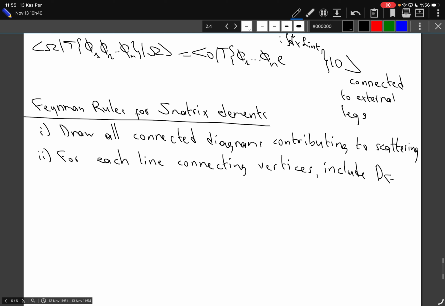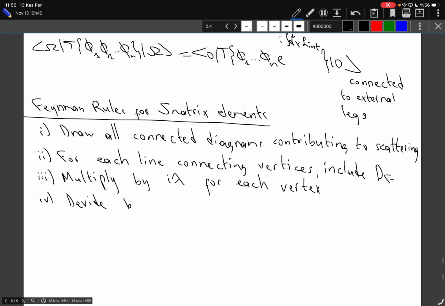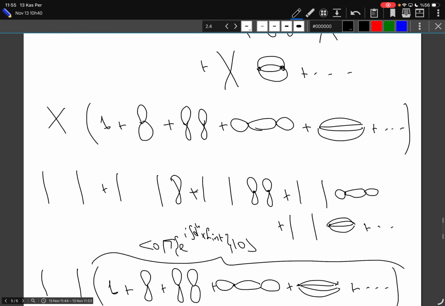And multiply by minus i lambda for each vertex, and divide by the symmetry factor. Okay, so what is the symmetry factor?